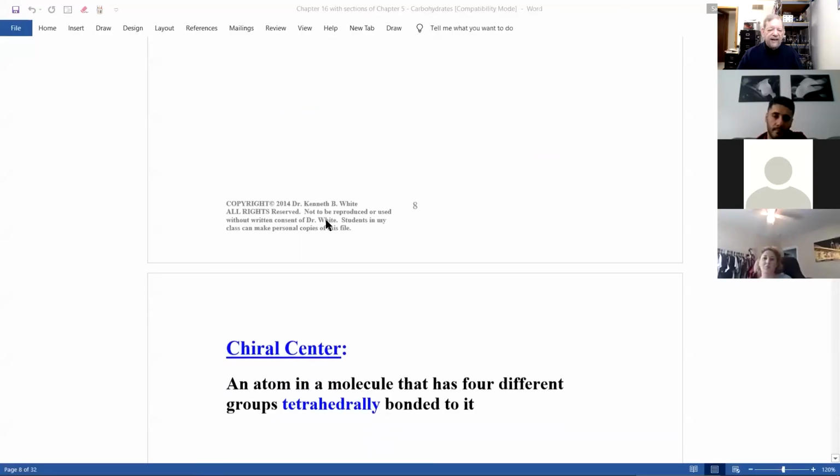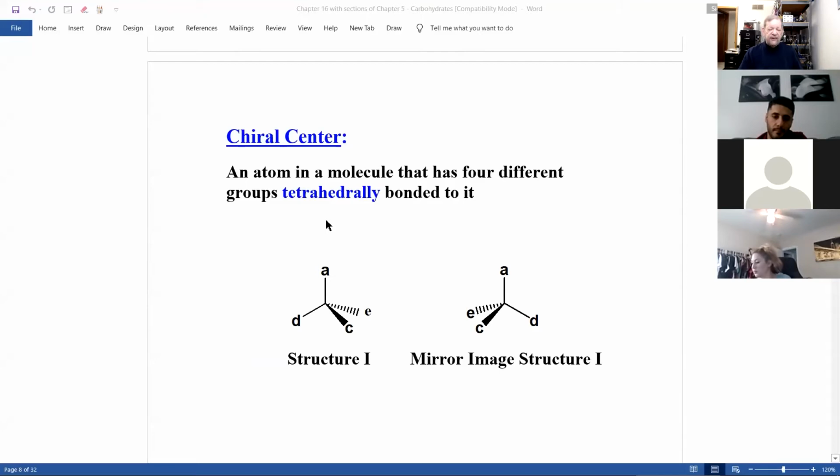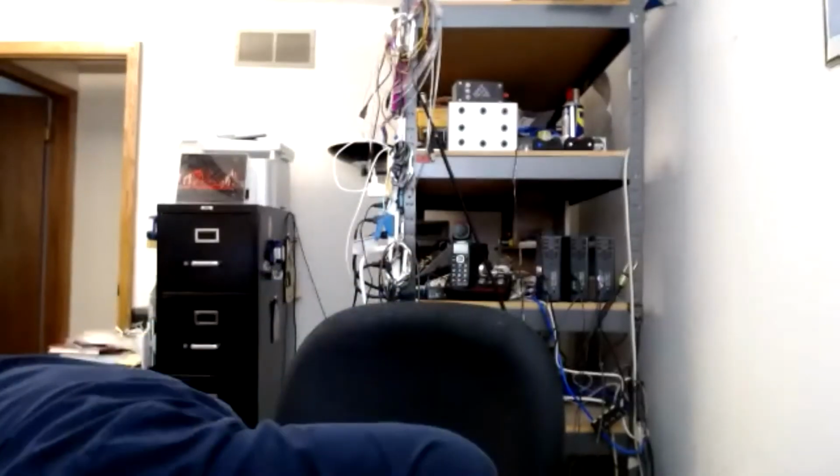And what do we talk about? Molecules and atoms. And in chemistry, we have what's known as a chiral center. And that's an atom in a molecule that has 4 different groups, and it's tetrahedral when we're talking about carbon bonded to it. So a chiral center has 4 different groups attached to it. And let me show you why that's true.